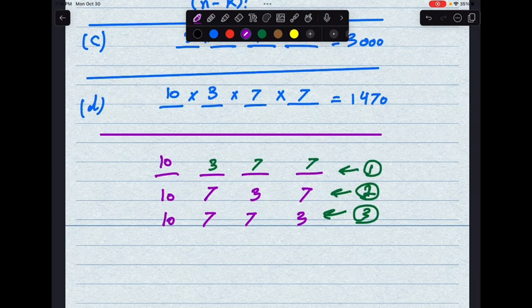So how many ways can we do this? It is 1470 for the first one, plus 1470 for the second one, plus 1470 for the third one, which is 3 times 1470, which is 4410.